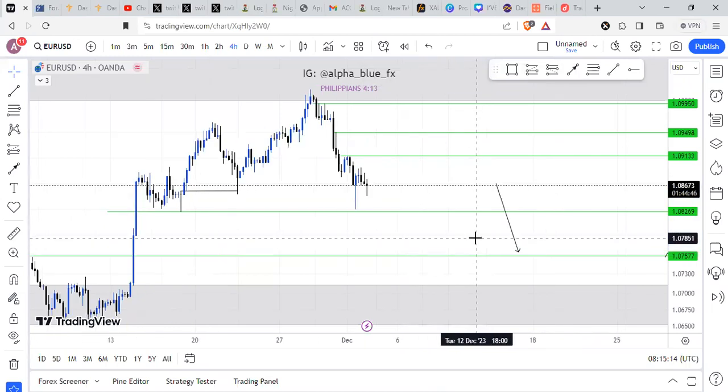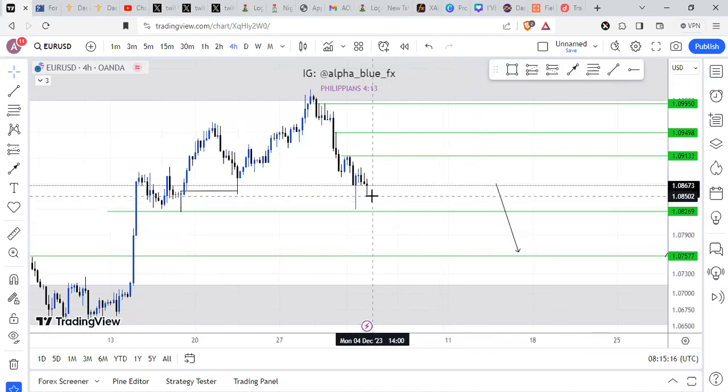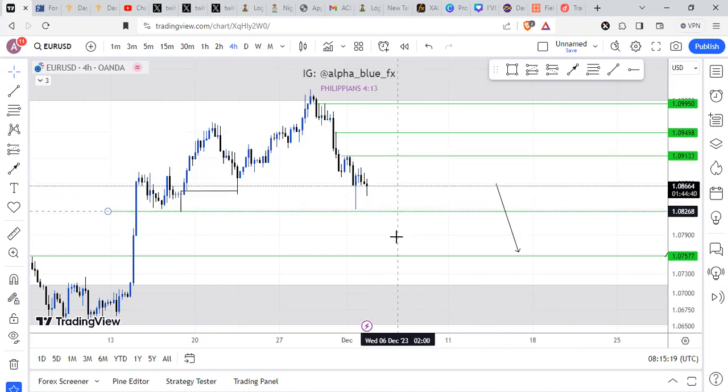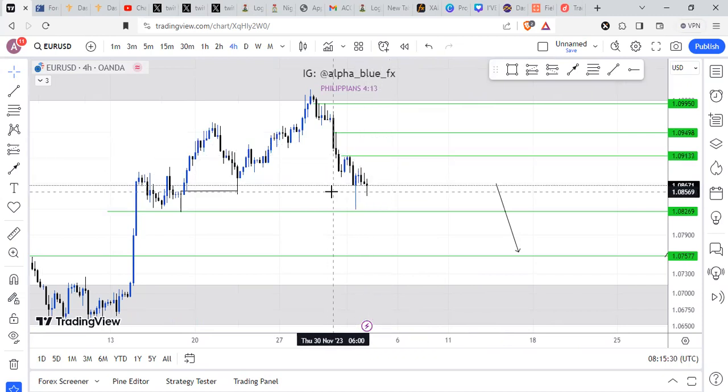So what am I waiting for right now? I'm waiting to see price come up and take out some of this buy side liquidity. I'm waiting to see price come all the way up and take out some of this liquidity before it goes down. That is what I'm expecting. So there are 2 points I've marked out right here.